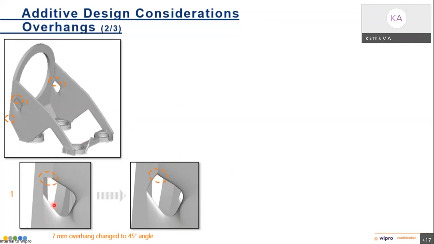Because in such locations, even if you do fabricate a support structure, you are not going to be able to remove it easily. We also need to consider the fact that support structures at a later point have to be machined. And then once they are machined, the surface finish requirements also need to be met. And so by changing the angle and making it 45 degrees, we have completely eliminated the need for support.